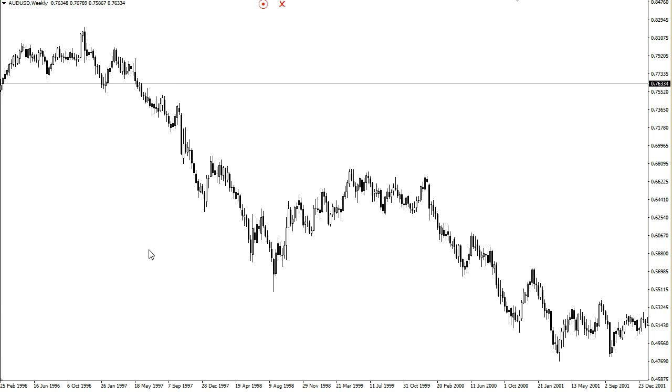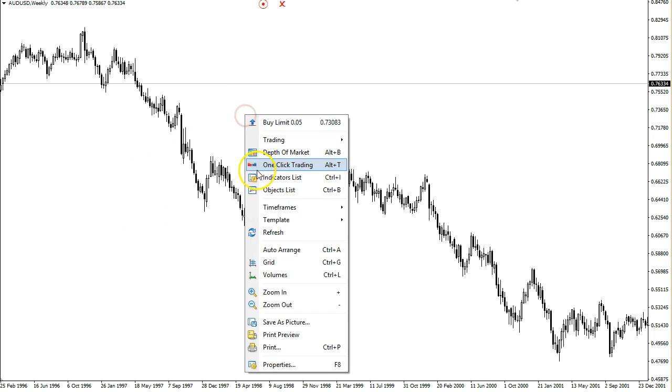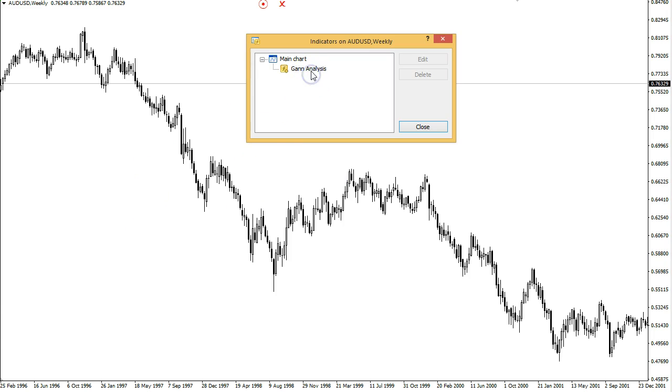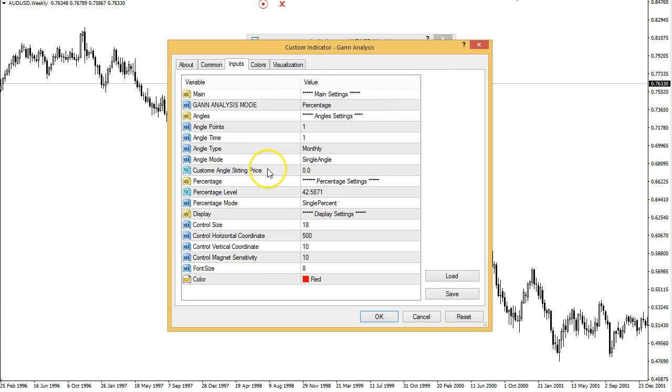So let's start with AUDUSD and we see how we can analyze the chart. This is the Gann analysis indicator for MT4. We have two options here in the Gann analysis mode. We have angles, we have percentage. So we'll start with the percentage.